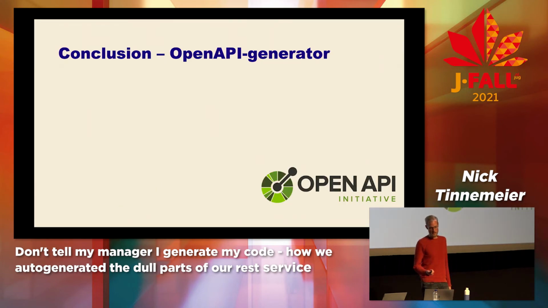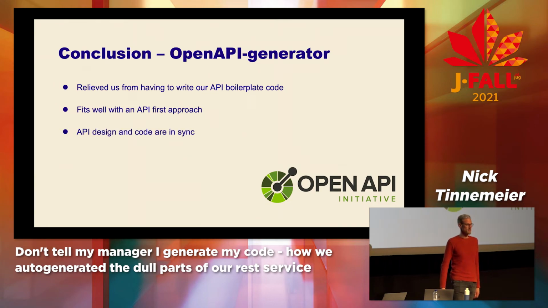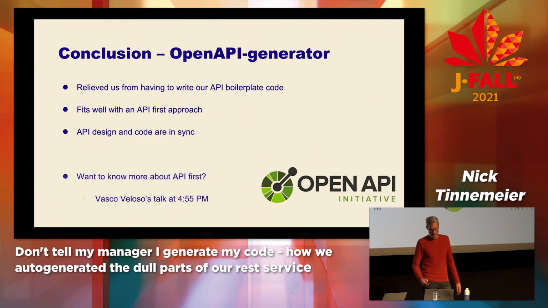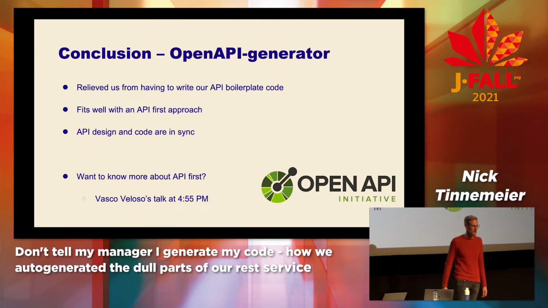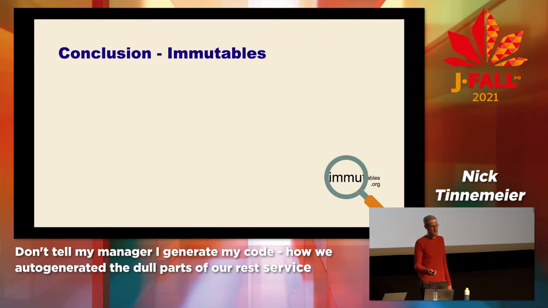The OpenAPI generator relieved us from having to write our API boilerplate code. It fits well with an API-first approach, and keeps your design and code in sync, which I really like. If you want to know more about API first, Vasco Veloso will have a talk about OpenAPI and API first at 4:55 p.m. I'm not sure which room he is in, but I'm going to attend the talk as well. So it might be interesting.